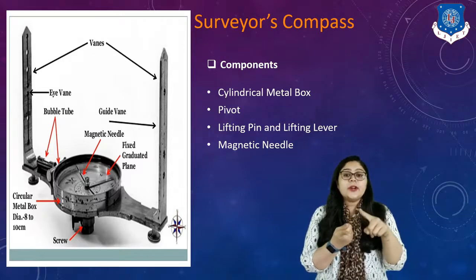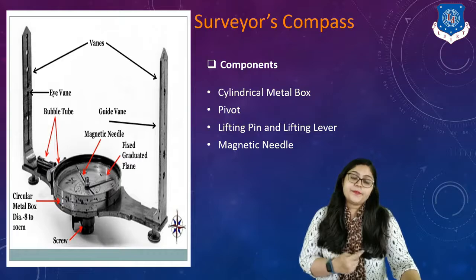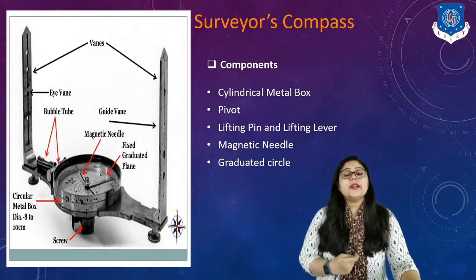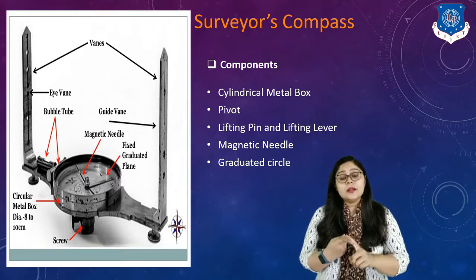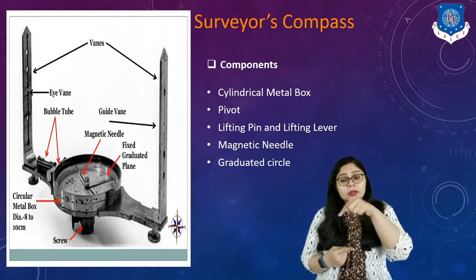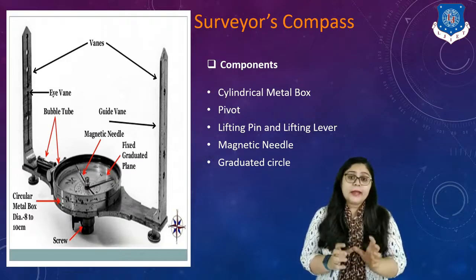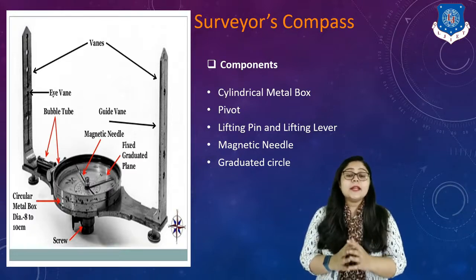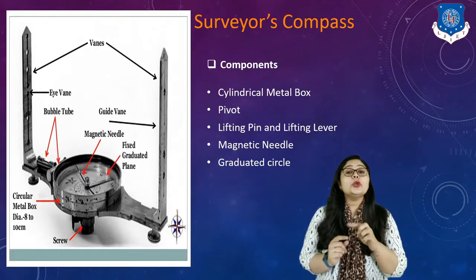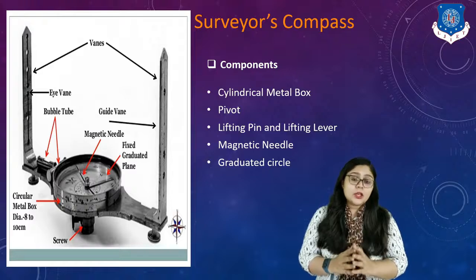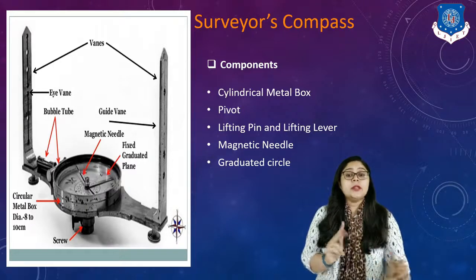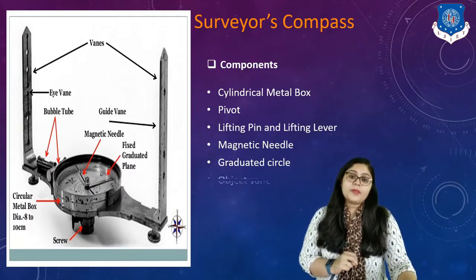So, it is different than the prismatic compass. Next is the graduated circle. Again, here the graduation marked on the circle is of 0 to 90-degree range, while in prismatic compass, it is measuring the 0 to 360-degree readings. So, that is the major difference in these two types of compass.